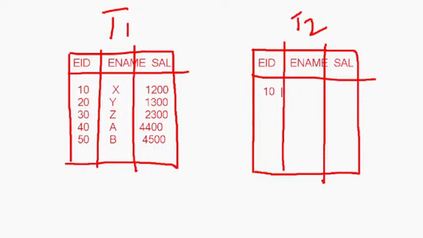Here also I have some data. Okay, 10, X, 1200; 20, Y, 1300; next 30, Z, 2300. Okay, now these are the tables. So T1 and T2 have the same structure. T1 has some data, and T2 has some data.